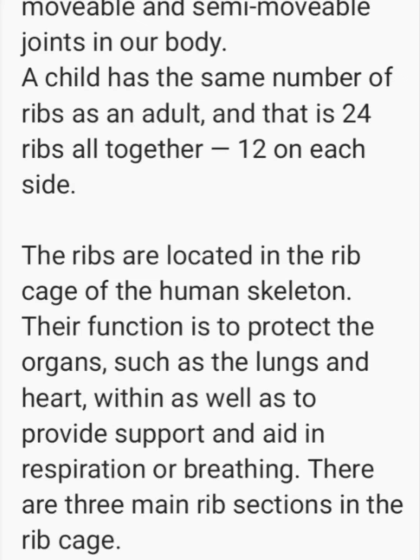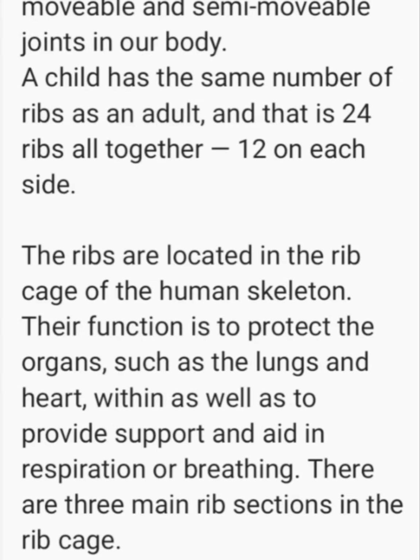A child has the same number of ribs as an adult, and that is 24 ribs altogether, 12 on each side. The ribs are located in the rib cage of the human skeleton. Their function is to protect the organs, such as the lungs and heart, within as well as to provide support and aid in respiration or breathing.